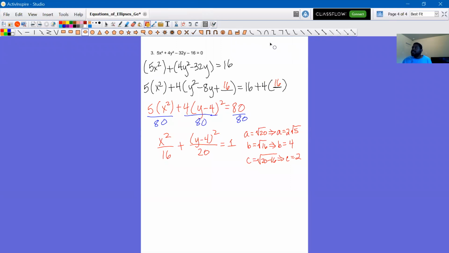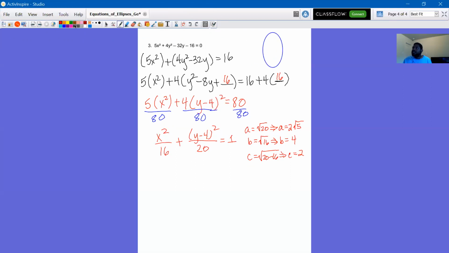This ellipse is stretched vertically again, because our bigger denominator is under the y squared term. So here's my center, here's my foci, my vertices to the left and to the right of the center, and then above and below the center as well. So we're ready to describe the ellipse.